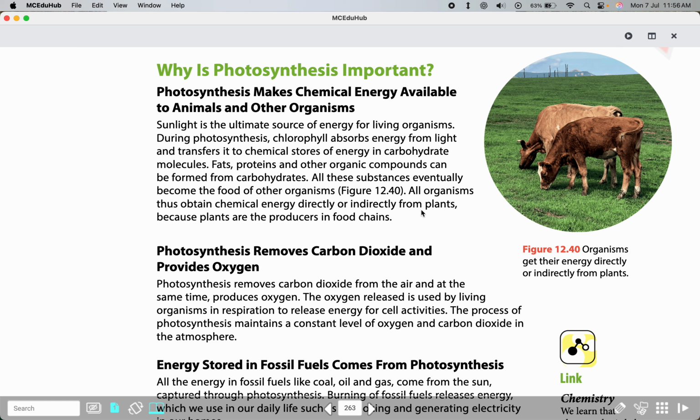That means the herbivores, and subsequently the carnivores, because plants are the producer in the food chain. Remember the terms: we have the producer, the primary consumer, our herbivores, the secondary consumer, smaller carnivores like wolves, and then our tertiary consumers, things like the lion, at the top of the food chain.